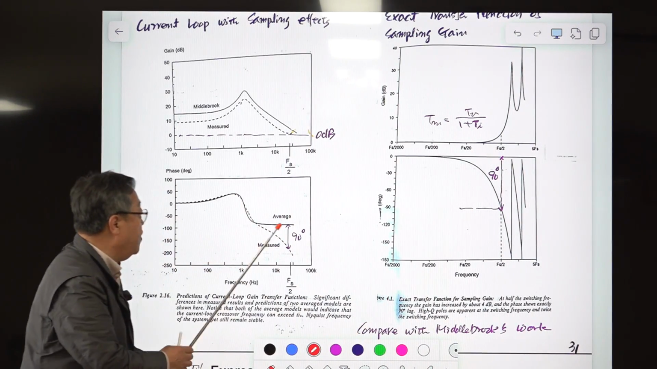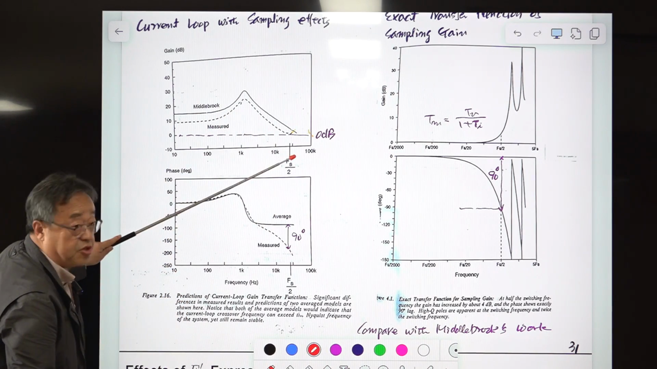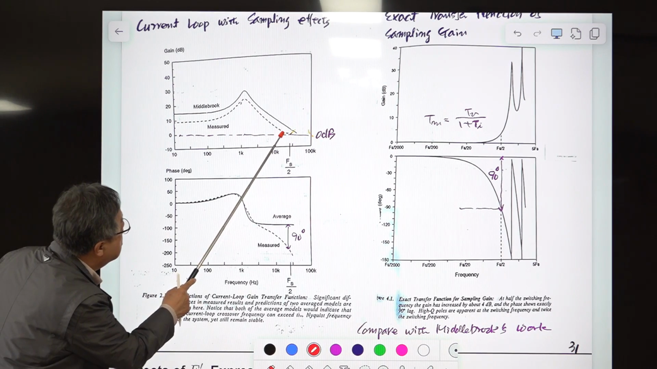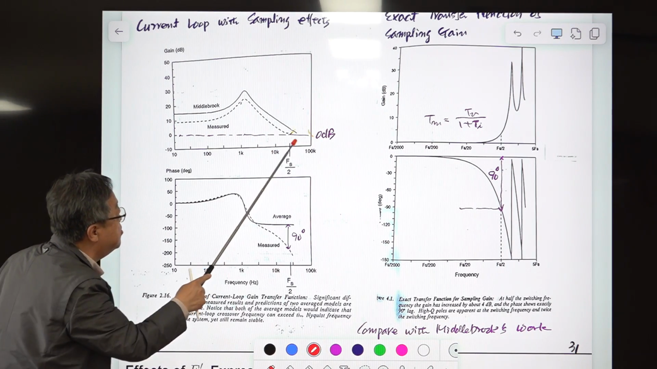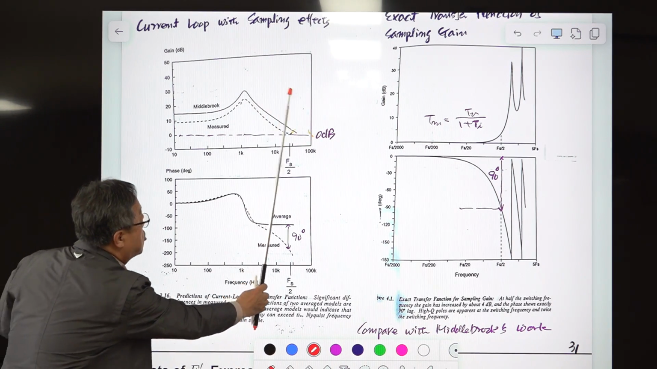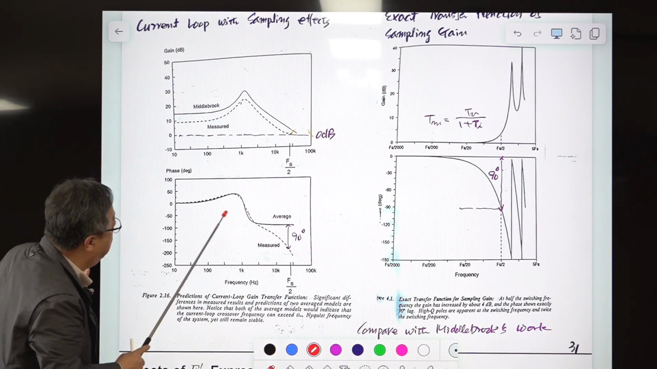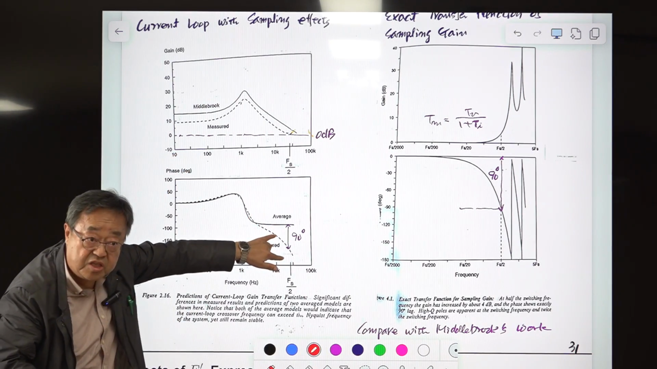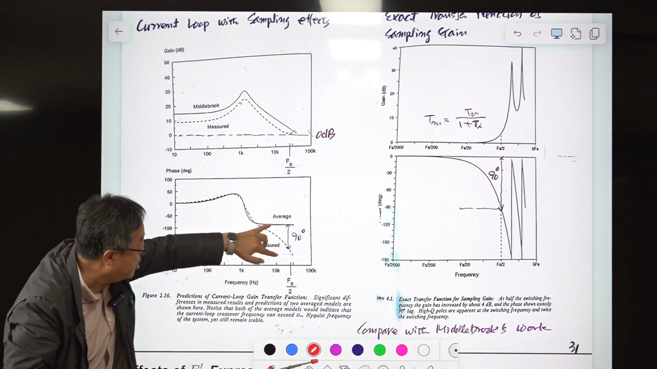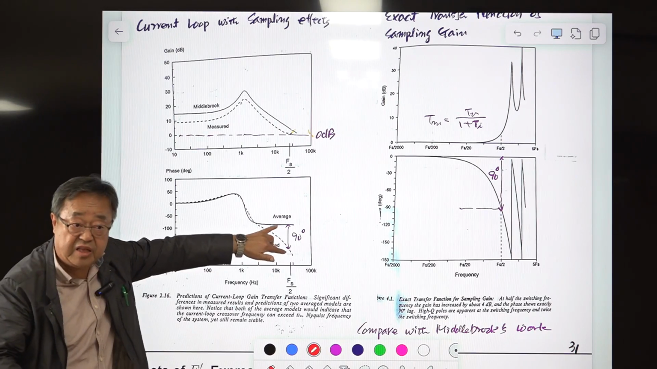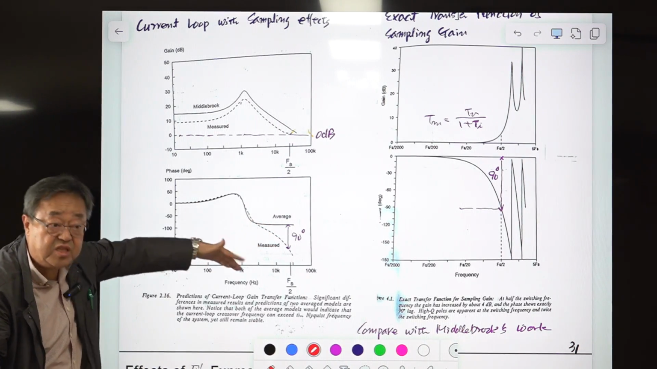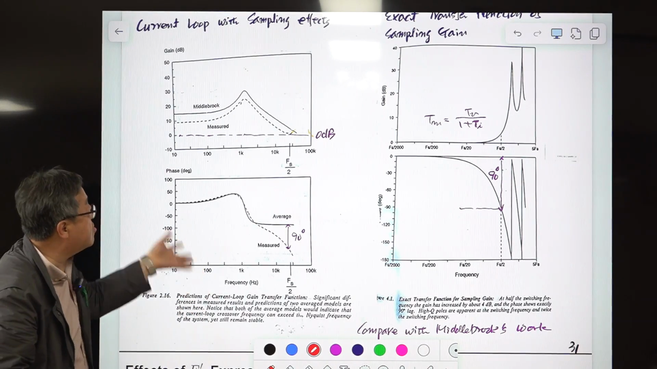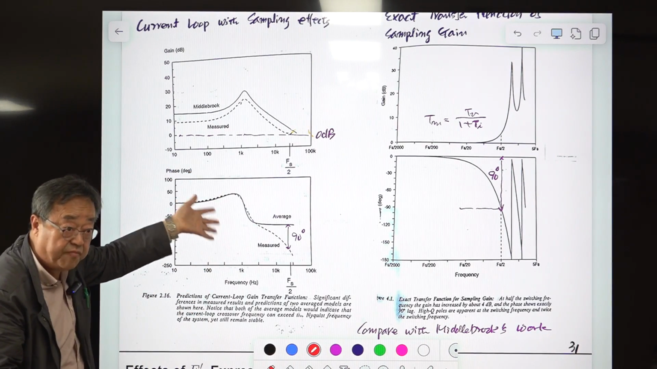But this one is the experimental result. The experimental result shows something strange. It is going up like this, okay? But he failed to measure that. He stopped here, and the phase of this current loop is decreasing this much. At the half-tone switching frequency, it shows this additional 90-degree phase delay. With this, the loop can be unstable. Okay? So this is the sampling effect. This is coming from the sampling effect.